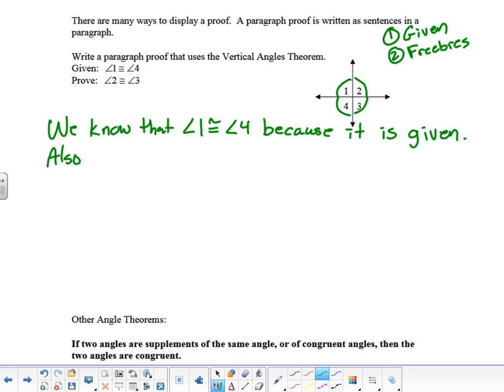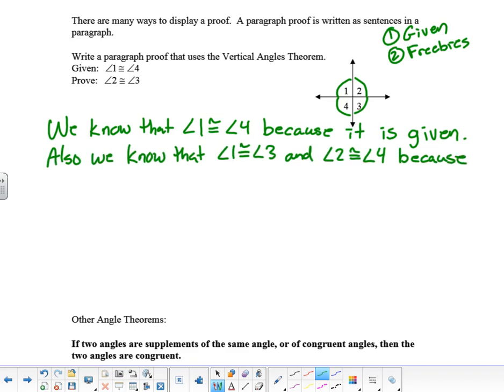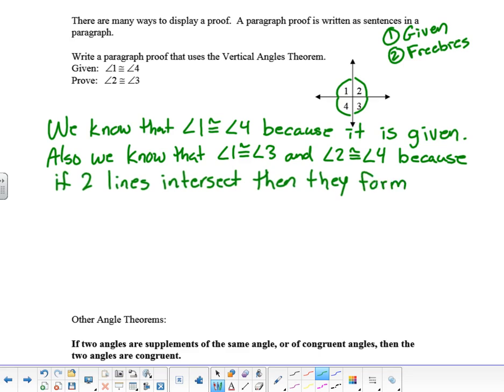So we know that angle 1 is congruent to angle 4 because it is given. Also, we know that angle 1 is congruent to angle 3, and angle 2 is congruent to angle 4 because if two lines intersect, then they form congruent vertical angles.